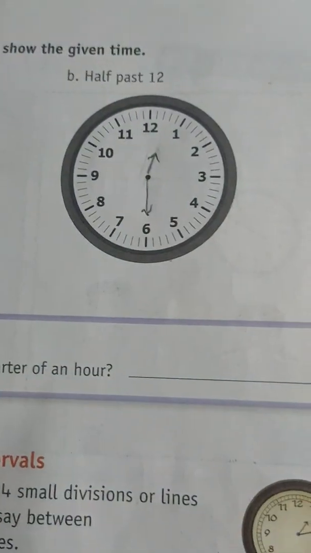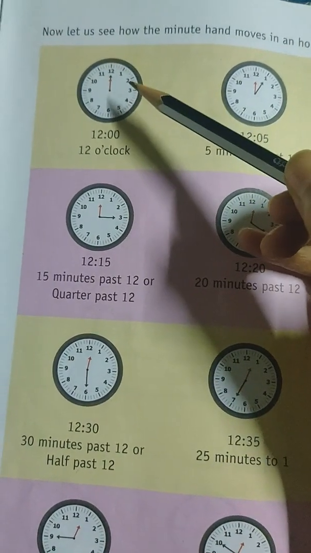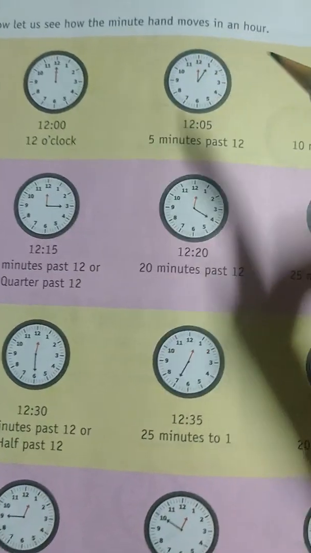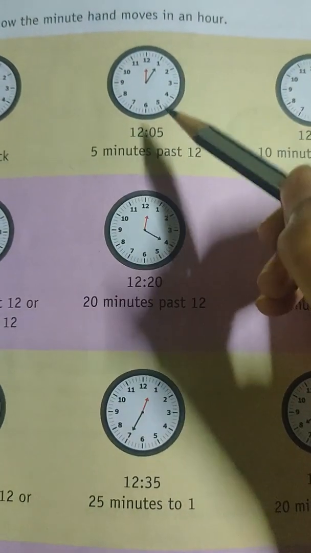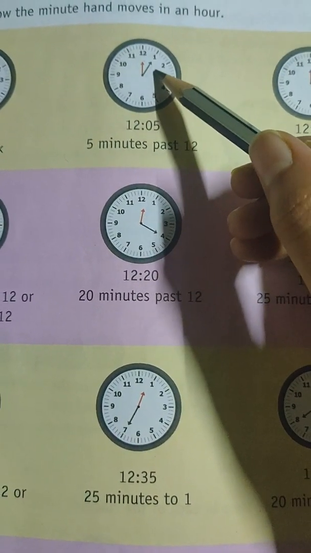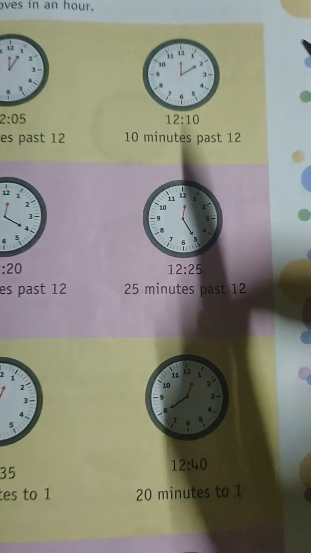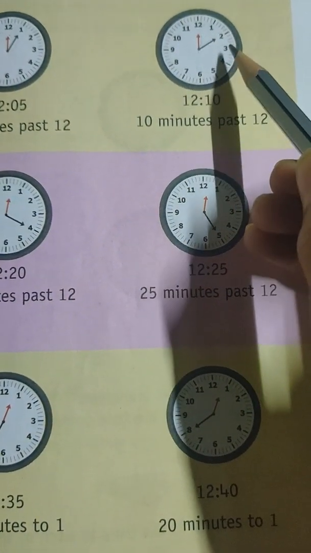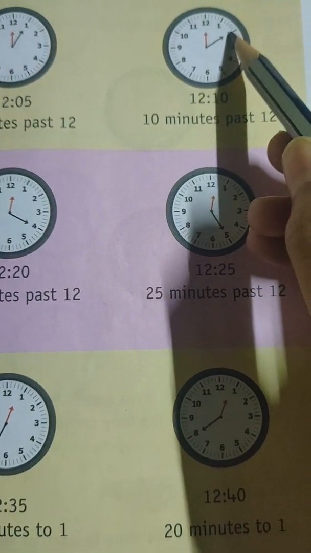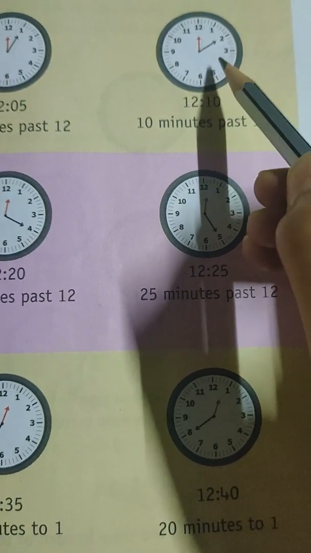Okay, here a few clocks are given. In the first clock both the hands are on 12, so what's the time? That is 12 o'clock. In the second clock, the minute hand is on 1 and the hour hand is on 12, so what's the time? 12:05, or else you can read it as 5 minutes past 12. Next, the minute hand is on 2 and the hour hand is on 12, so what's the time of the given clock? That means 5, 10, so 10 minutes past 12, or else you can say 12:10.